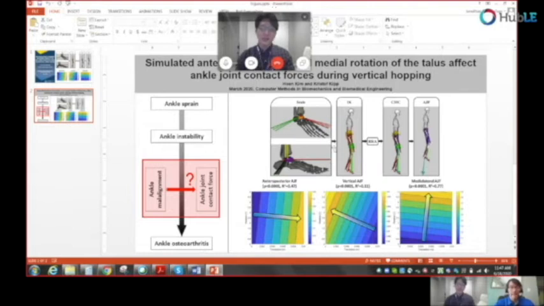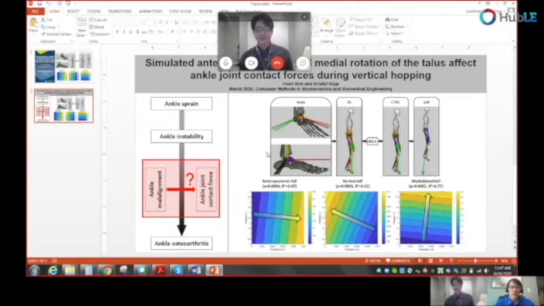Then we calculated joint angles using inverse kinematics, and then to better simulate the dynamics, we used the residual reduction algorithm, and we used computed muscle control to estimate individual muscle forces. Then finally, we could get the ankle joint contact force in 3 directions using joint reaction analysis.